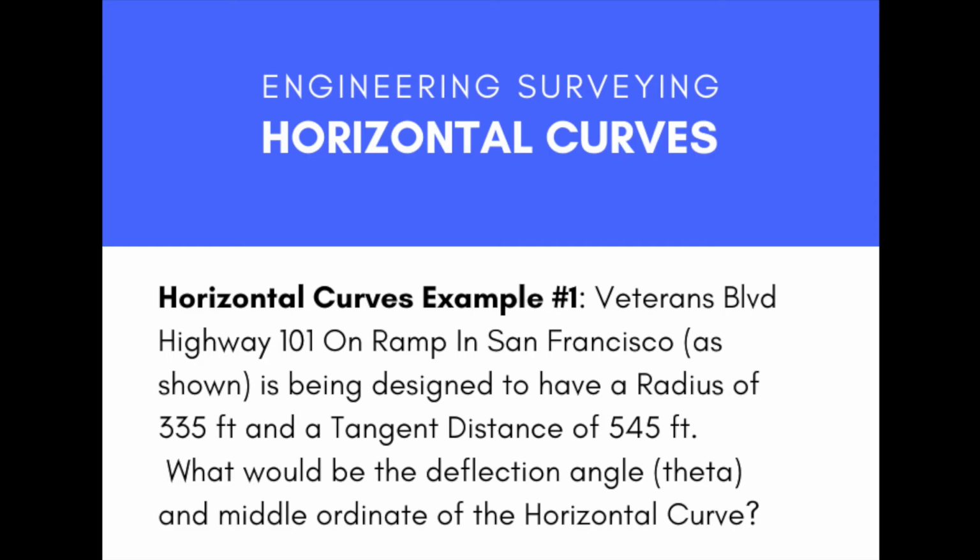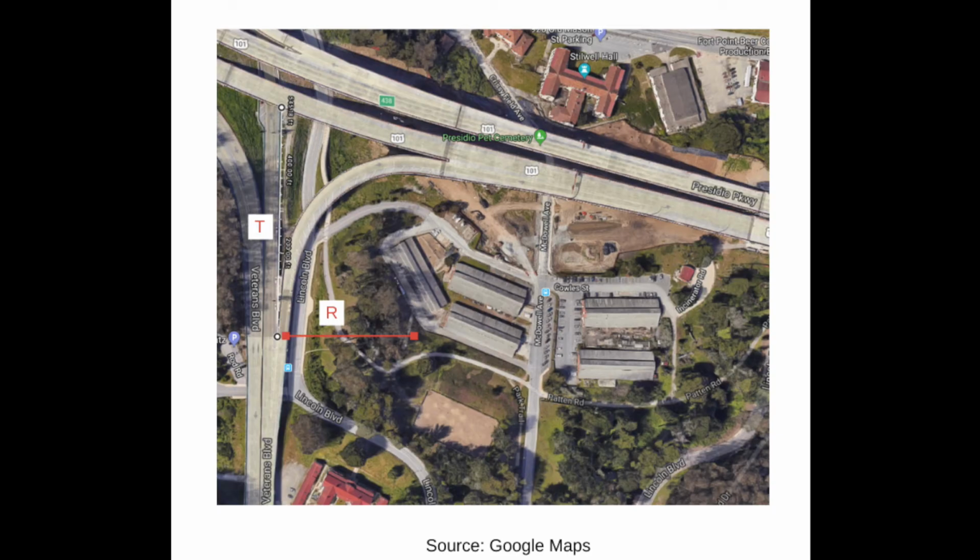Veterans Boulevard, Highway 101 on-ramp in San Francisco, as shown, is being designed to have a radius of 335 feet and a tangent distance of 545 feet. What would be the deflection angle theta and middle ordinate of the horizontal curve? Interesting to note, this is an actual on-ramp from images that I got from Google, and I went ahead and did the measuring tool in Google, and as we can see here, we have a tangent length of 545 feet, and we also have a radius length of 335 feet.